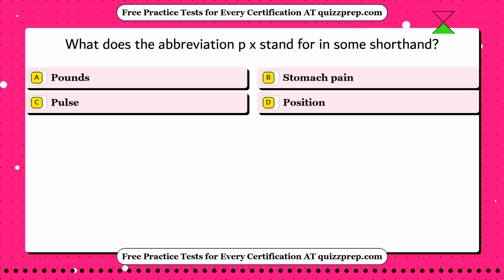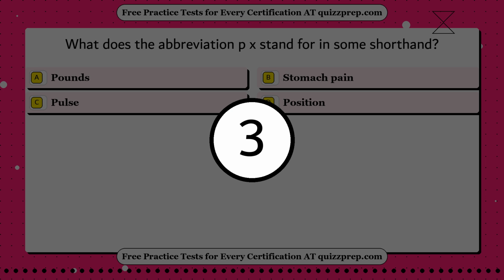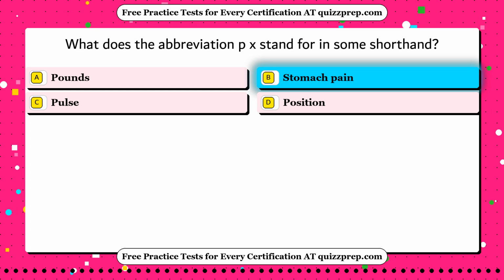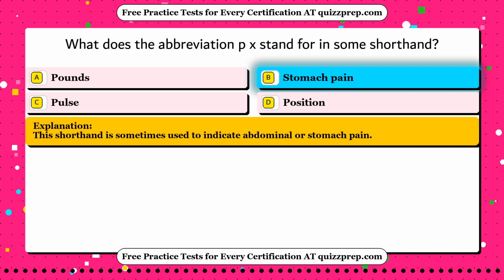Question 64. What does the abbreviation PX stand for in some shorthand? Option A, pounds. Option B, stomach pain. Option C, pulse. Option D, position. The correct answer is option B, stomach pain. This shorthand is sometimes used to indicate abdominal or stomach pain.